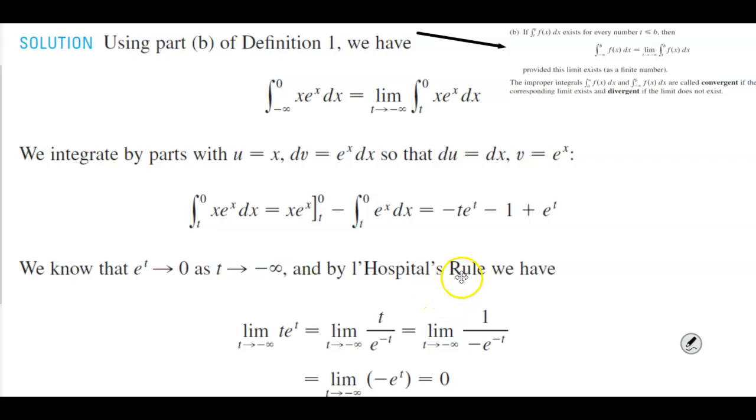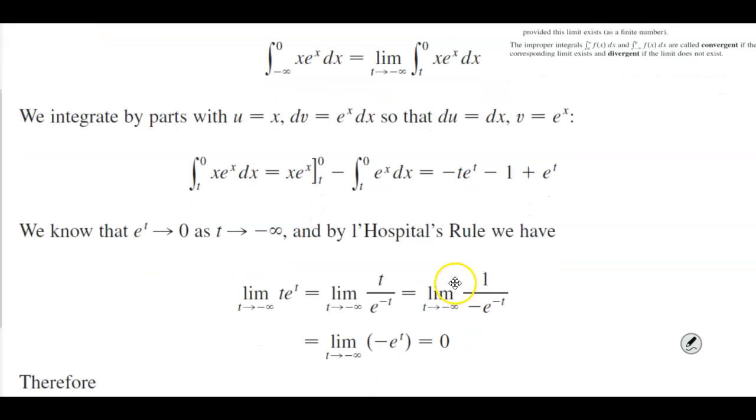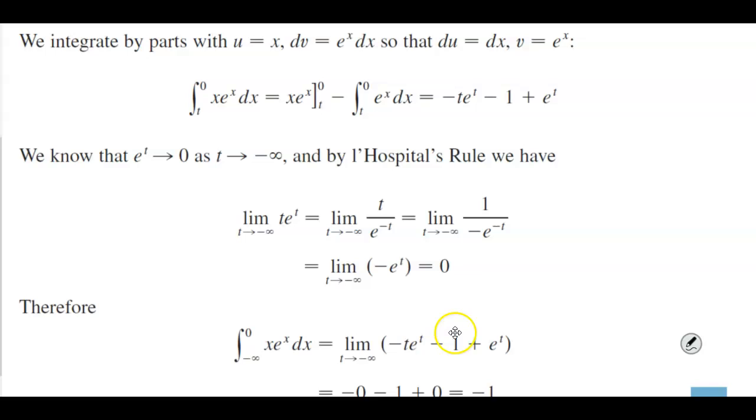And by L'Hopital's rule, we have the following. The limit as t approaches negative infinity of t e to the t is equal to the limit as t approaches negative infinity of t over e to the negative t, which is equal to the limit as t approaches negative infinity of 1 over negative e to the negative t, which ultimately equals the limit as t approaches negative infinity of negative e to the t, which is equal to 0.